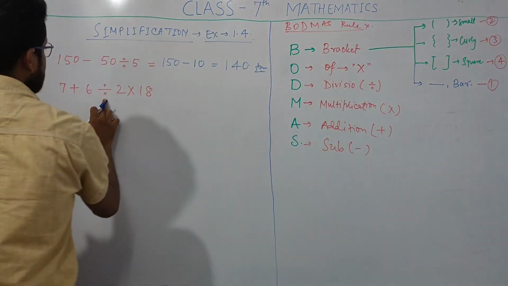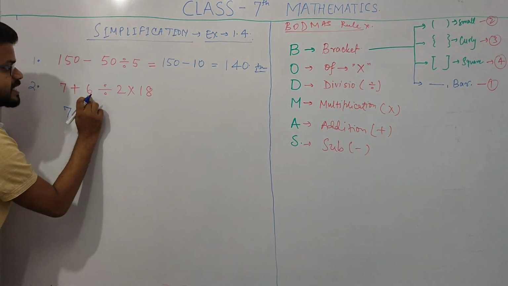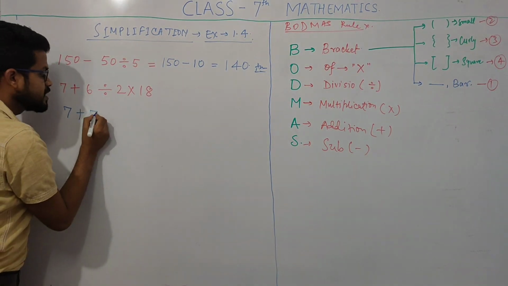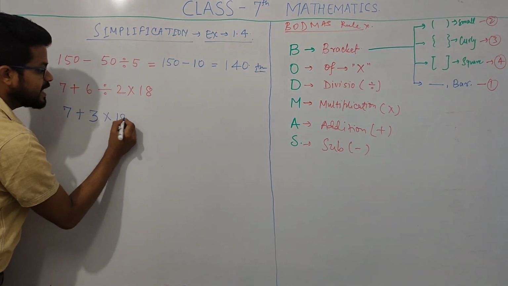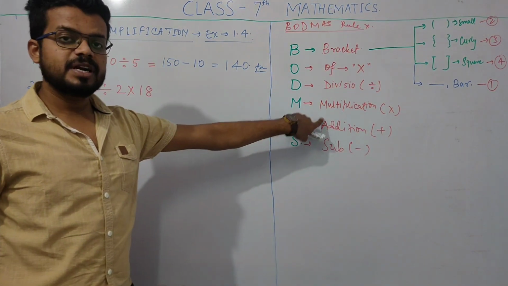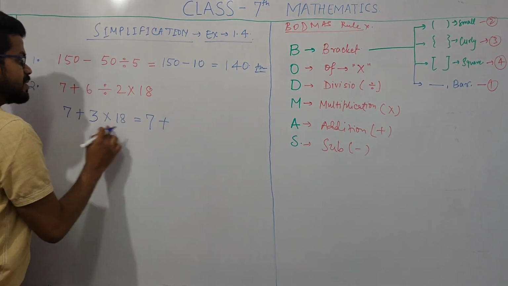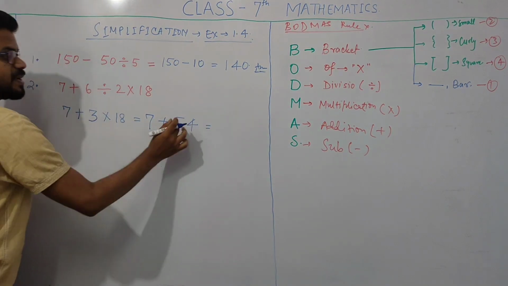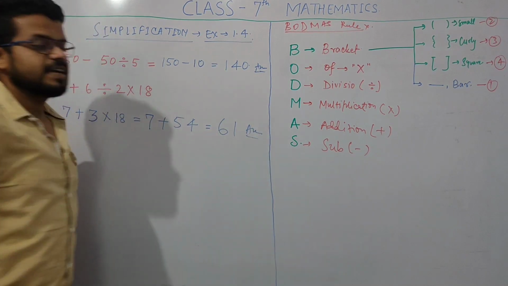So here there is a division. Firstly I solve the division: 6 divided by 2 is 3. Now after division I solve multiplication. So I write here 7 plus 18 into 3. 18 times 3 is 54. So 7 plus 54 is equal to 61. So this is your answer.